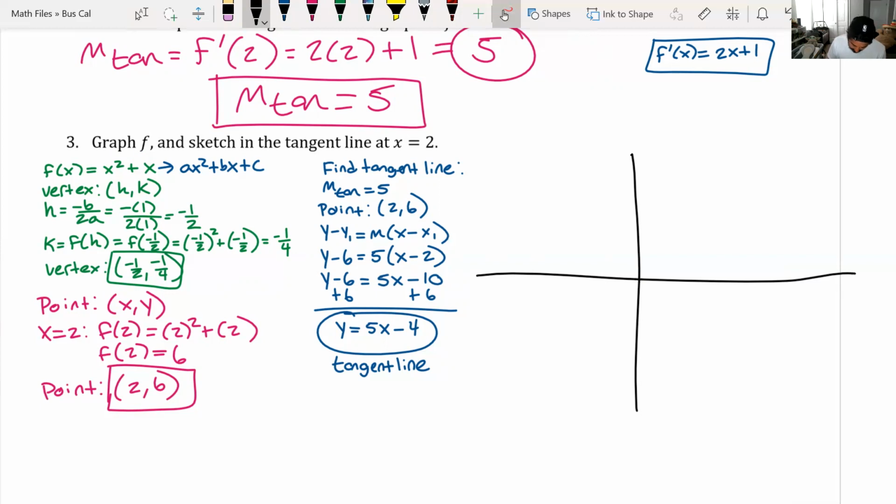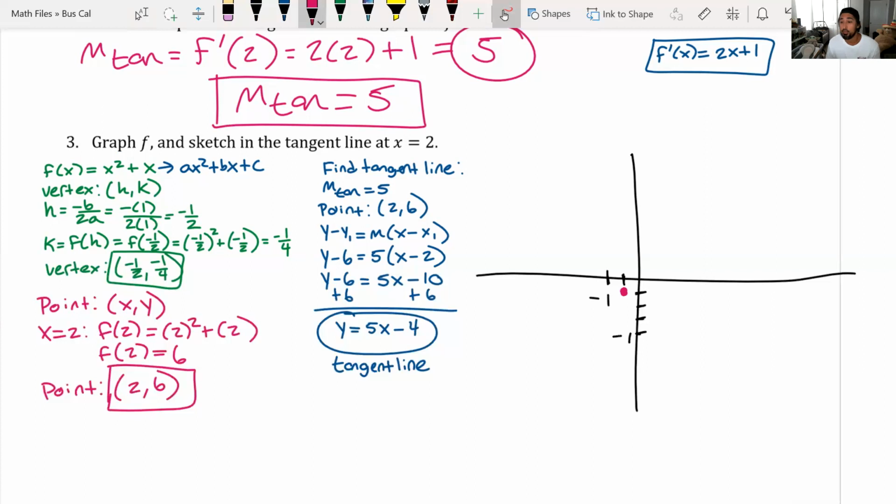Okay, cool. I'm going to plot the parabola perfectly. So let's say that this is -1/2 and here's -1. And then for the -1/4, let's say that this is -1/4, -1/2, -3/4, and -1. So, when I plot my parabola, the vertex is at -1/2 and -1/4. Right there. There's my vertex.